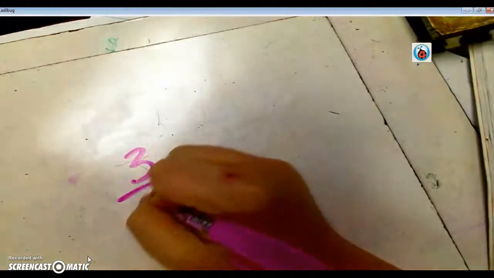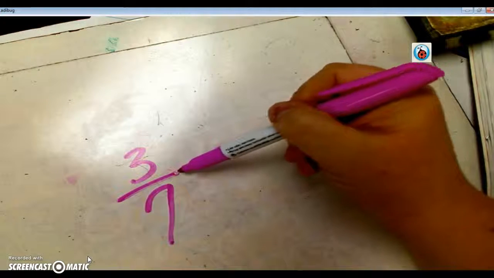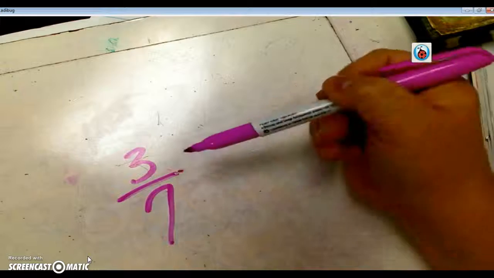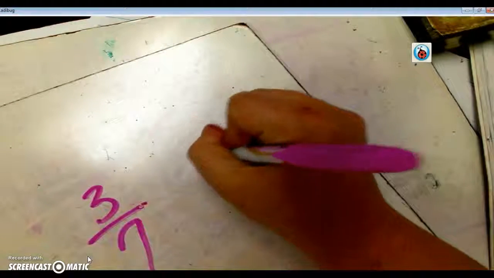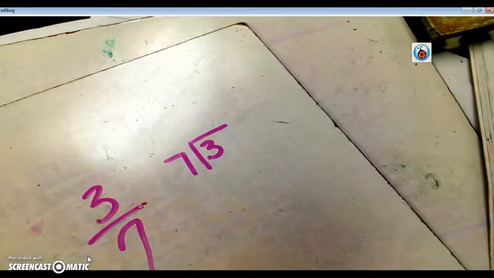You can create those equivalent fractions. But what if it's 3/7, and there's no way I can make 7 into 10 or 100? So where do I go from there? What does this fraction bar mean? It means divide. So I can take 3 and divide it by 7. Yes, my smallest number's inside the box.